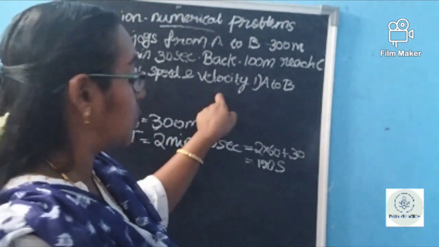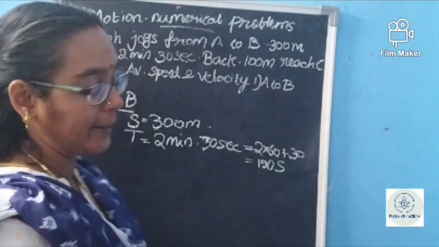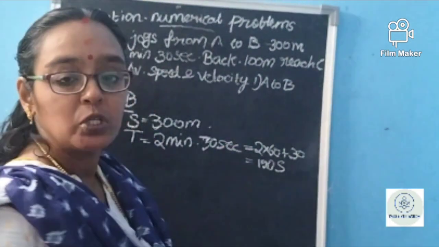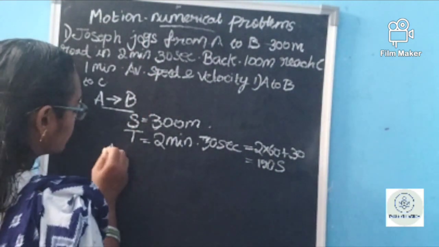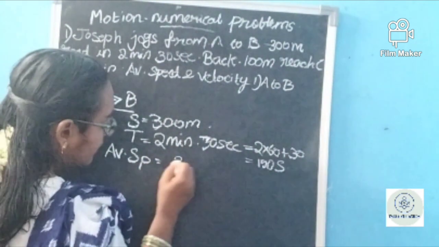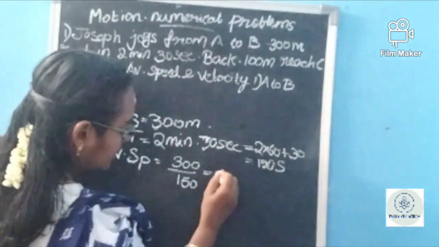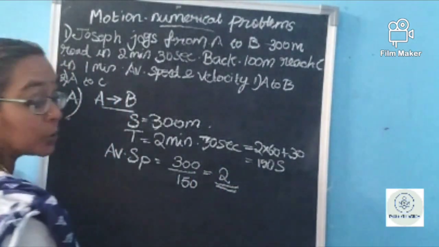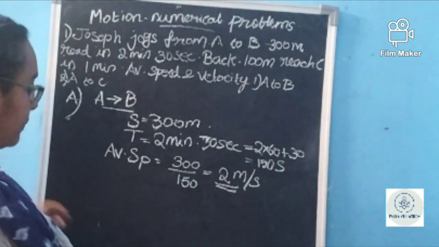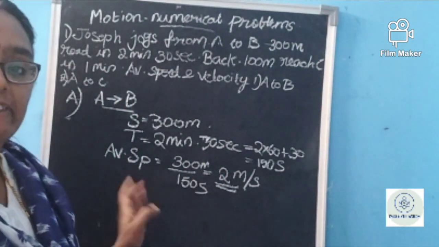What we have to find? Average speed and average velocity in the first case. So A to B, speed will be distance divided by time. Distance is 300 meters and time is this much. So average speed is equal to 300 divided by 150, which is equal to 2. You have to write units also, meter per second. So average speed is this.